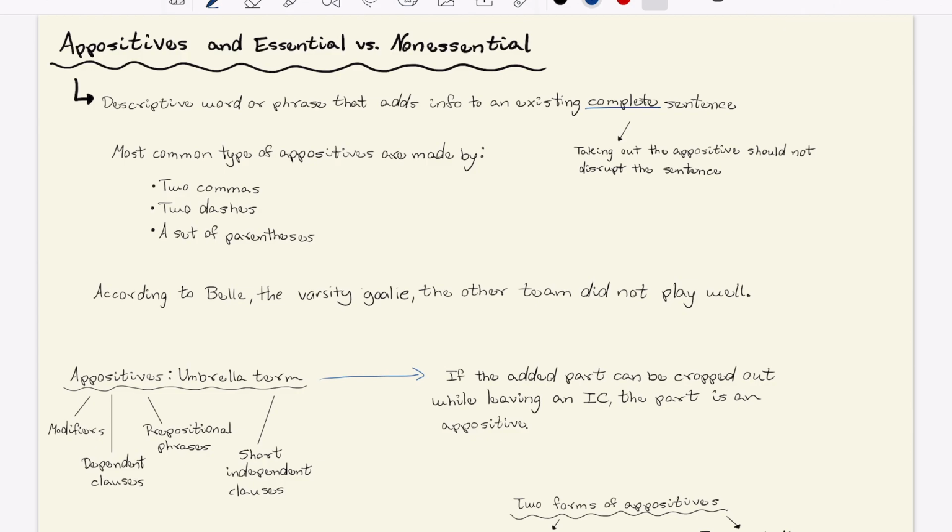For example, in this sentence, according to Bell, the varsity goalie, the other team did not play well. In this sentence, the appositive is the varsity goalie. As you can see, it's surrounded by 2 commas. And if you take this part of the sentence out, you can say, according to Bell, the other team did not play well, which also works as its own sentence. And so the varsity goalie is just extra information.